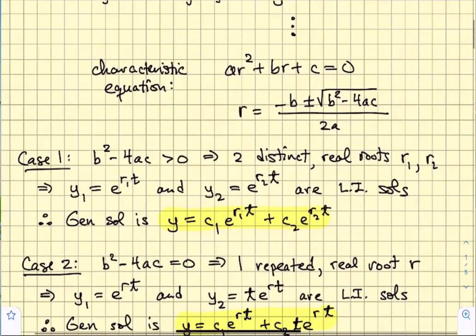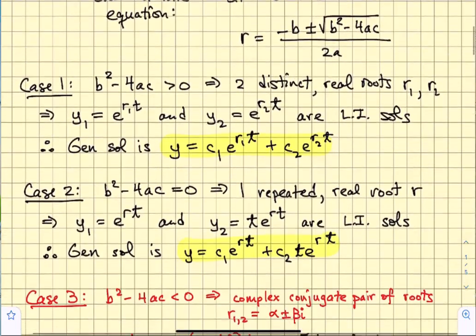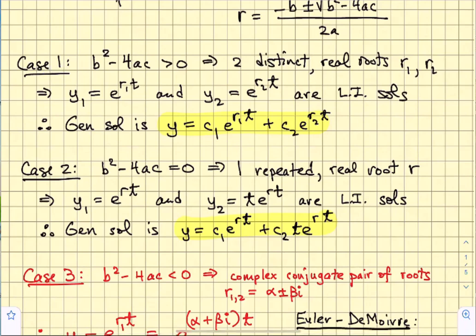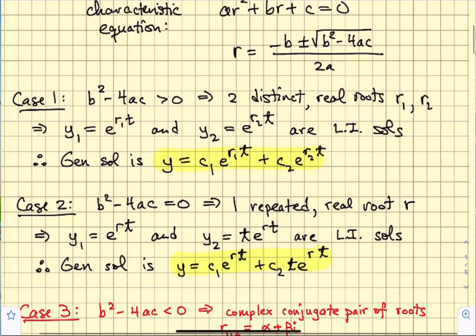So just to recap, we saw that in case 1, when the discriminant of the quadratic was positive, you got two distinct real roots. We'll call them r1 and r2. If we got two distinct real roots, then one solution, we'll call it y1, is e to the r1t. A second solution, we'll call it y2, is e to the r2t.